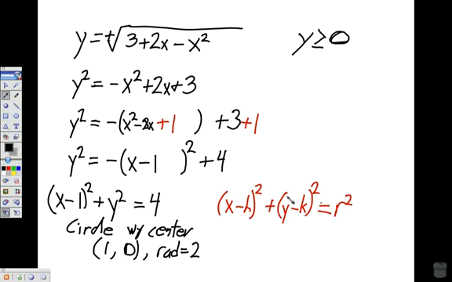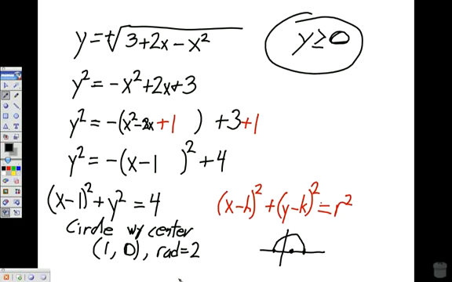Well, so what does that look like? (1, 0). Radius 2 is going to go back over here to negative 1 and all the way over here to 3. And it's going to look something like that. But we're only keeping the top half of the circle. Why? Because we said we only had this positive part of the square root.